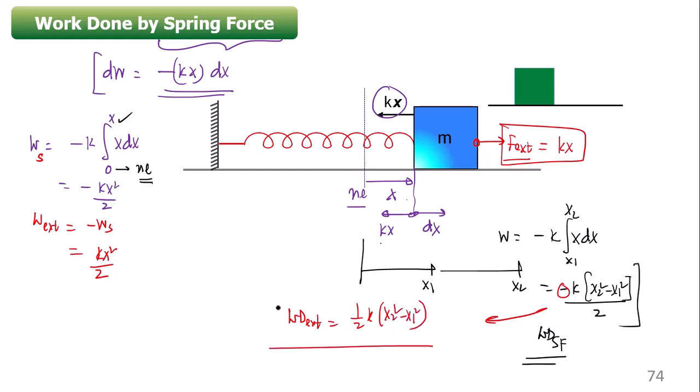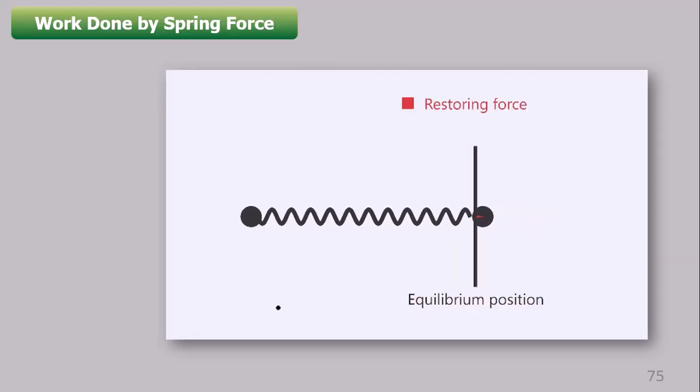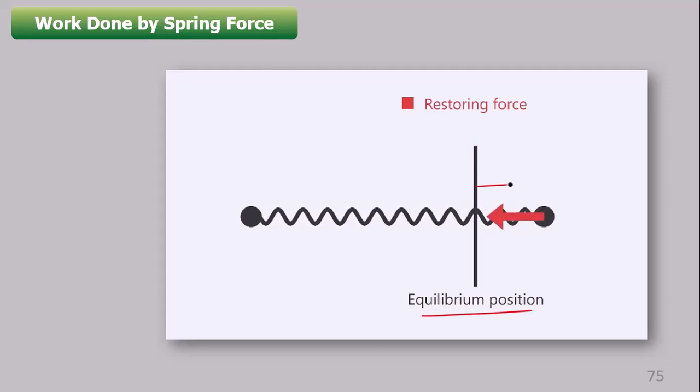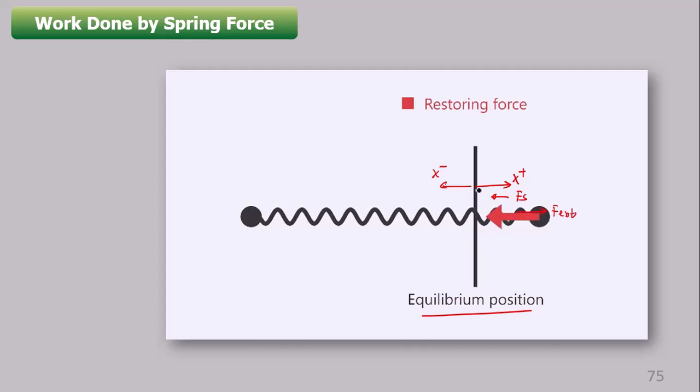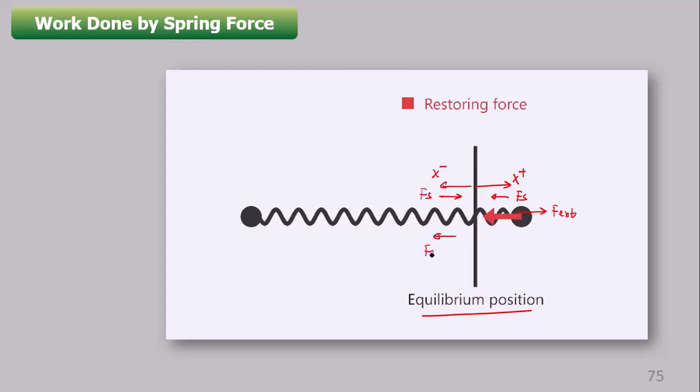So in the spring problem, whenever I displace the spring from the equilibrium position in the forward direction, x is positive. If I compress the spring, x is negative. Once x is positive, that means elongation, and the spring force acts in this direction. Opposite to that, the external force is there. Whenever you are compressing the spring, the spring force goes in this direction, and opposite to that the external force is there. So the external force is always opposite to the spring force.